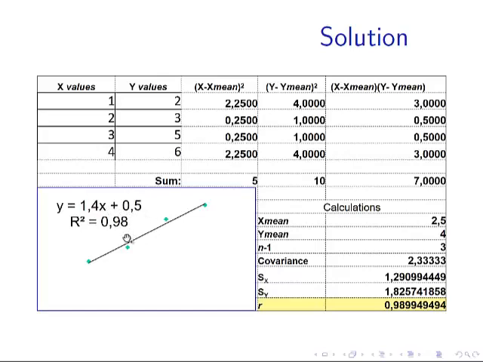Also, you may predict the numbers which are not in the domain. For example, you may put here 5 instead of x and find out the result for y. If you put here 5, the result will be 7.5. For this value of x, the value of y is approximately equal to 7.5.